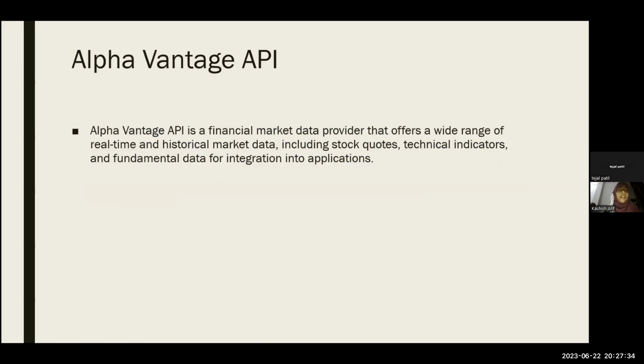We use Alpha Vantage API for making a stock trading application. Alpha Vantage API is a financial market data provider that offers a wide range of real-time and historical market data, including stock quotes, technical indicators, and fundamental data for integration into applications. Alpha Vantage API provides enterprise-grade financial market data through a set of powerful and developer-friendly APIs and spreadsheets.